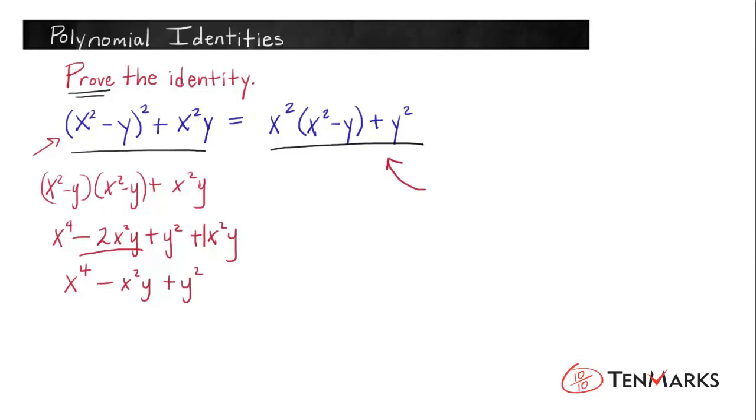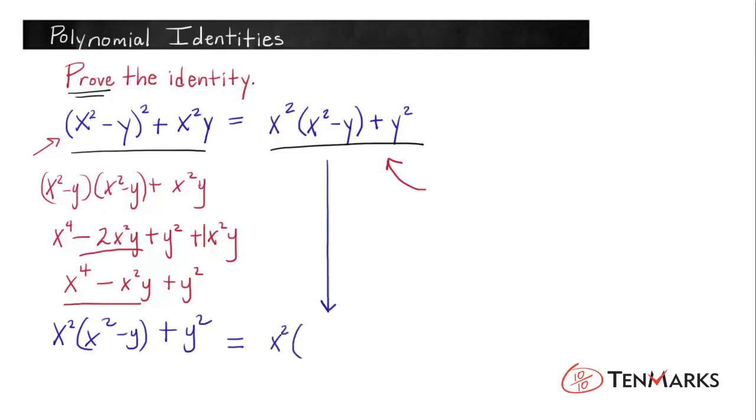To do that, it appears that we need to pull out a greatest common factor of these first two terms. So let's try that and see what it looks like. Now that'll give us x squared times x squared minus y plus y squared. And as you can see, that's the same expression we have here on the right-hand side. X squared times x squared minus y plus y squared. So now we've proven the identity.